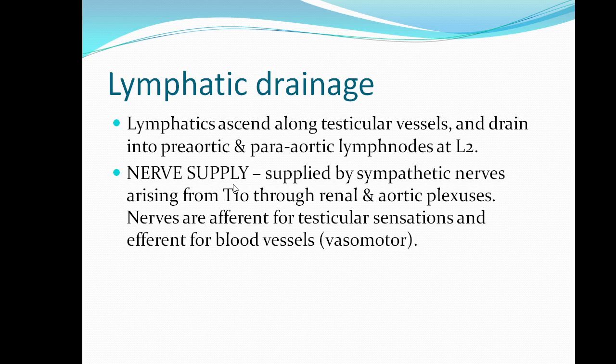Nerve supply of the testis. The testis is supplied by sympathetic nerves arising from T10 through the renal and aortic plexuses. These nerves are afferent for the testicular sensations and they are efferent for blood vessels, and they are vasomotor in nature.